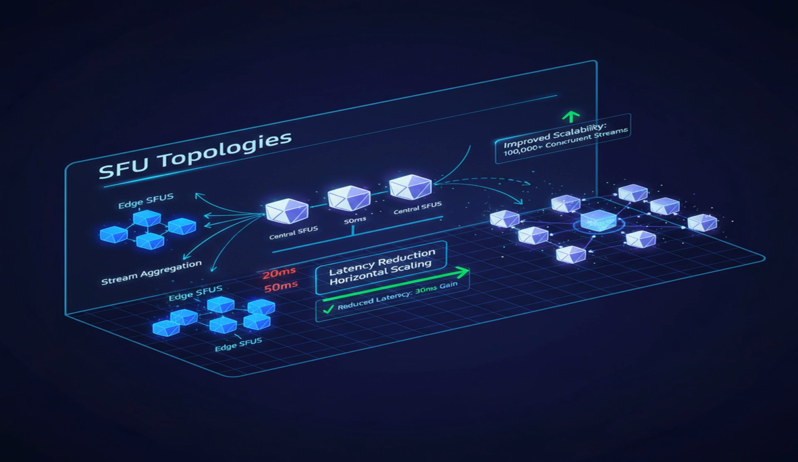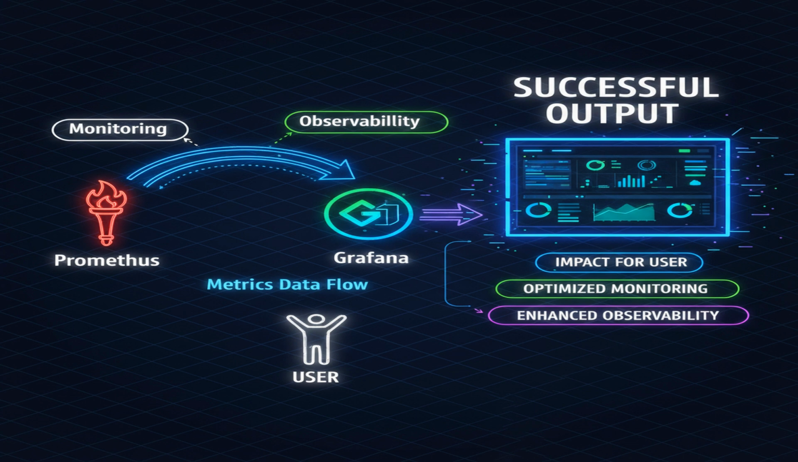In a hierarchical SFU, edge SFUs handle direct connections with clients, reducing bandwidth load on central SFUs. Central SFUs aggregate streams from multiple edge SFUs for large conferences. This approach allows the system to scale horizontally by adding more edge SFUs as needed.